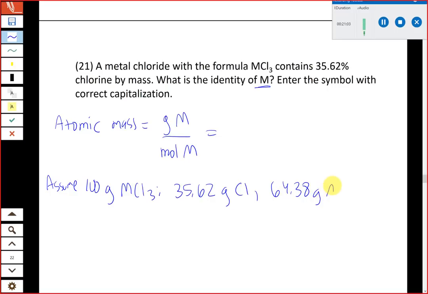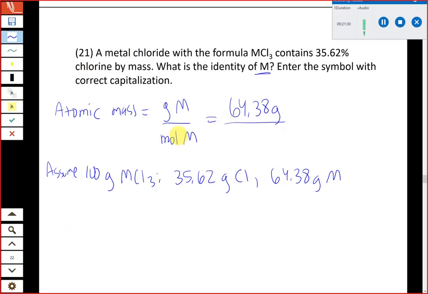So again, always remember that when we're dealing with mass percents, or any sort of percentage, the sum of the percentages should equal 100. So if we have 35.62% chlorine, we have 64.38% metal, which means in 100 grams of the compound, we would have 64.38 grams. So that's the mass we're going to use. For a problem like this, we can assume whatever mass of compound we want, but 100 grams is most convenient because we're given the mass percent.